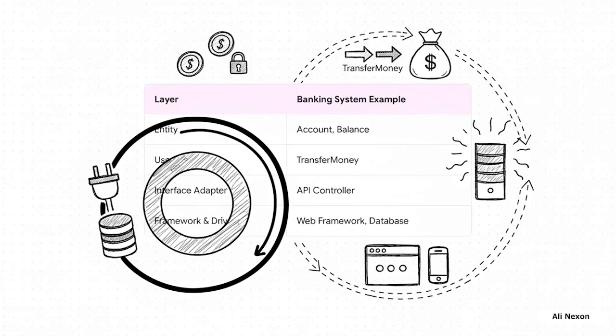To make this real, let's look at this banking system example here on the slide. The entity is the account. The use case is transfer money. The interface adapter, that's your API controller that handles the incoming request. And the framework is the web server and the database. Now here's the magic. If you decide tomorrow you want to switch from a web app to a mobile app, the only parts that have to change are in those outer two layers. The core business logic, the account and transfer money rules, remains completely untouched.